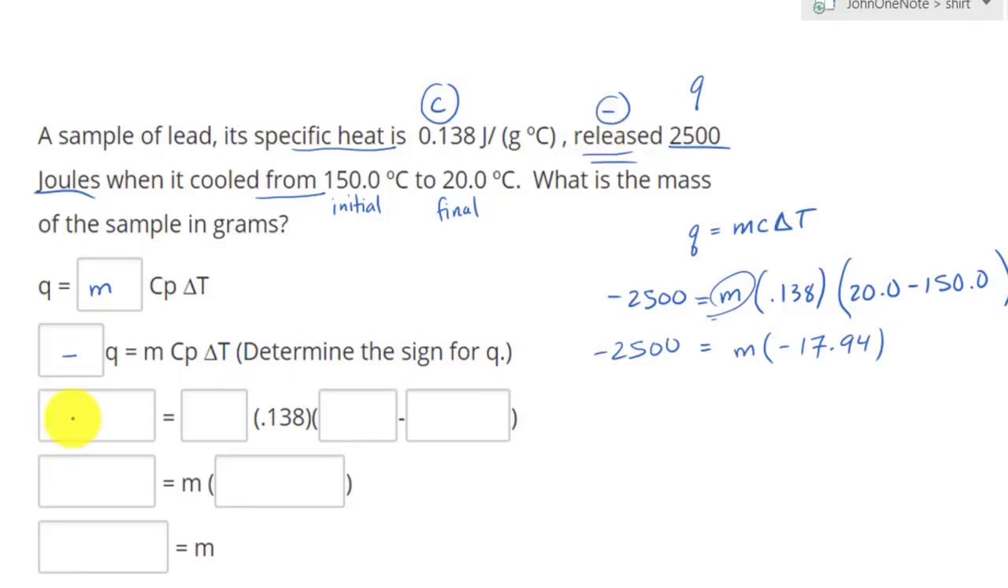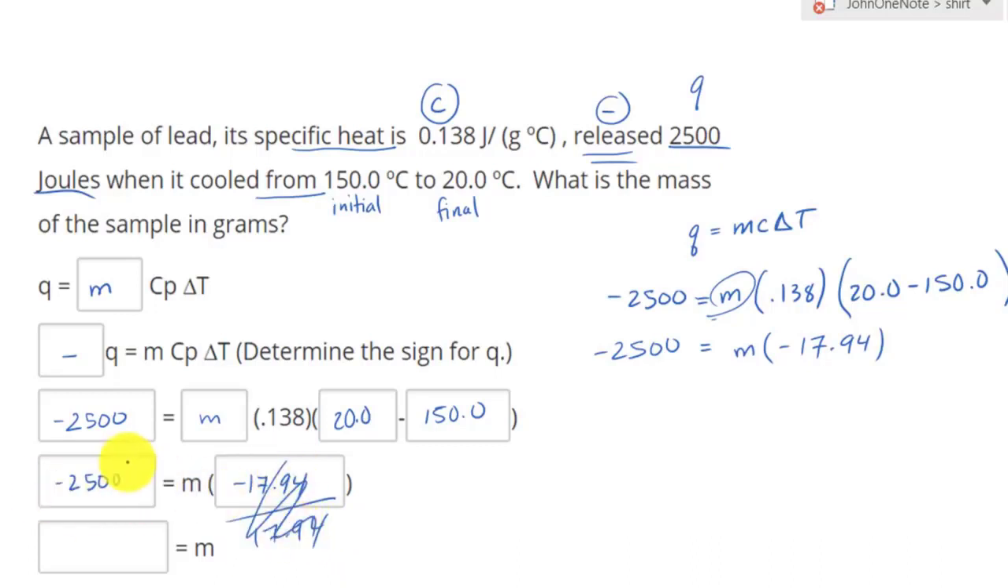Now let's plug in our answer for the next steps. Well, Q is negative, and we know what Q is, so we have negative 2,500 equal to M. We are looking for M, so we just put the variable there. 0.138, that is our C, times the delta T, which in this case is 20.0 minus 150.0. And then we have simplified it. This turned out to be negative 17.94 M equal to negative 2,500, the same thing as before. To solve for this, we have to divide both sides by negative 17.94. That would simplify M to 1.